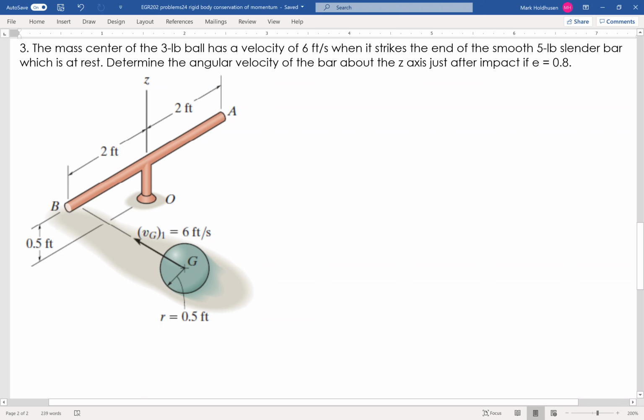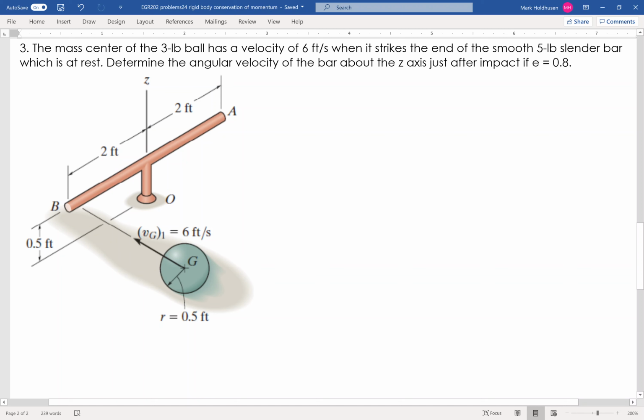Okay, so I've got this 3-pound ball traveling at this rod at 6 feet per second. It smashes that 5-pound rod, which was initially at rest. I want to figure out what the angular velocity of the bar is right after impact, knowing that the coefficient of restitution is 0.8. So at this point, I'm going to use that coefficient of restitution. Of course, I need to use that at the point of impact.